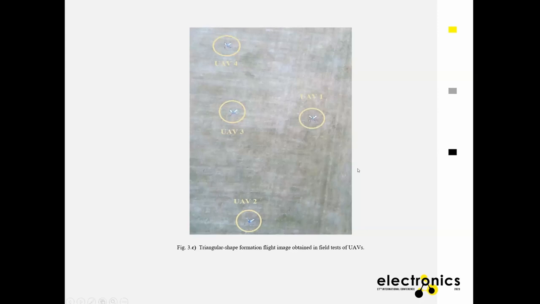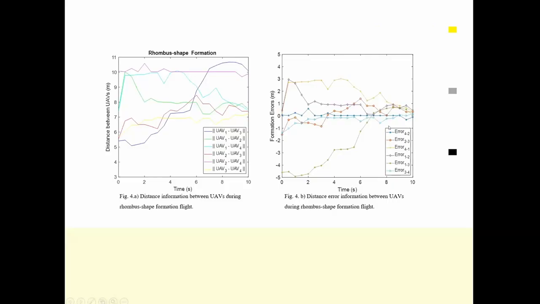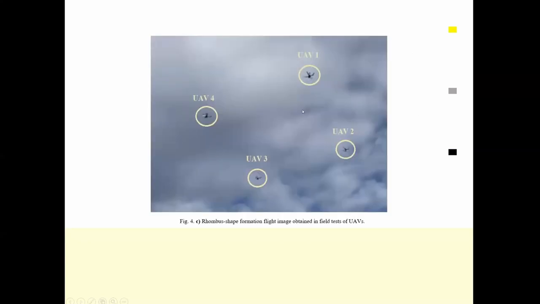And here is the triangular shape formation flight image from the real-time outdoor tests. Here are UAV 1, UAV 2, UAV 3, UAV 4, forming a nearly triangular shape. For the second formation, we realized the rhombus shape formation. In figure 4A we can see the distance information between UAVs while realizing rhombus shape formation flight, and the errors while realizing these formation shapes. Here is the rhombus shape formation flight during the outdoor test.